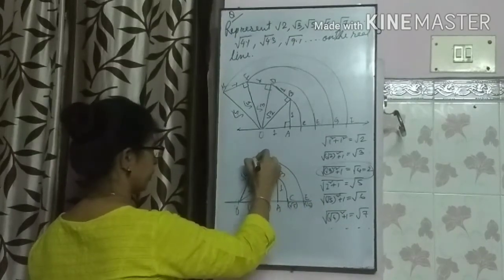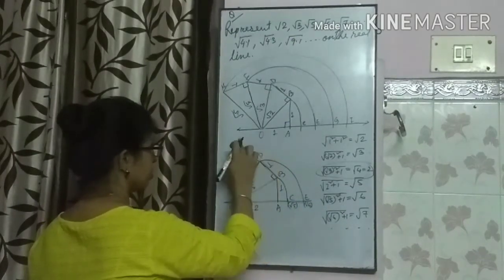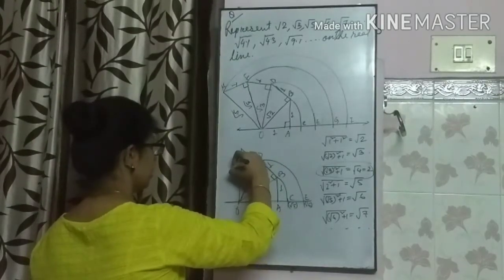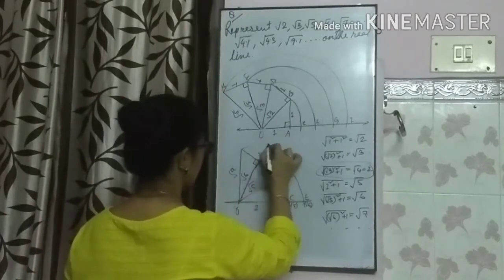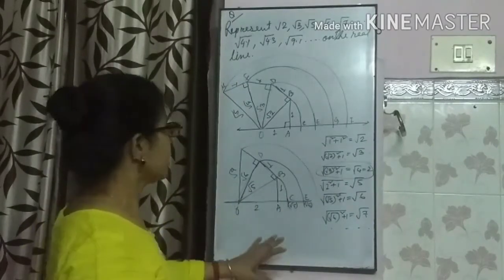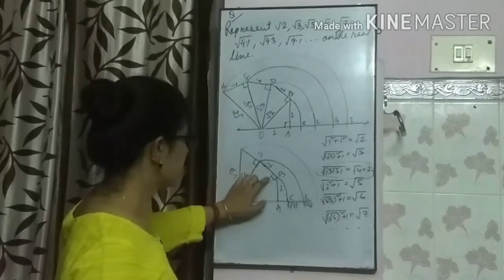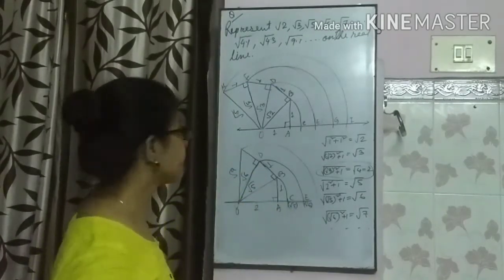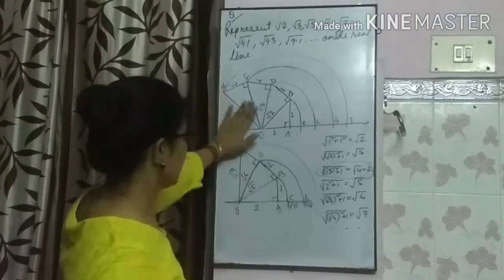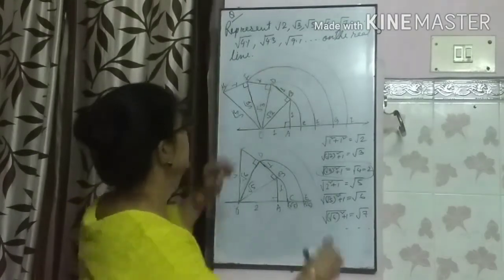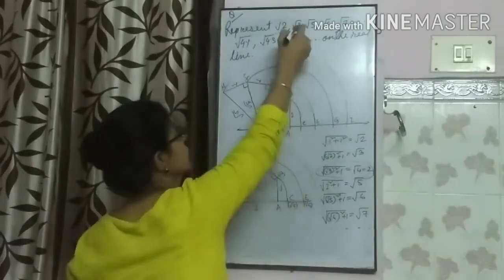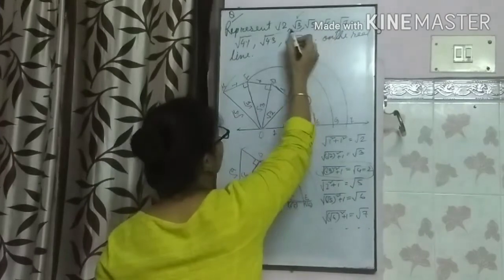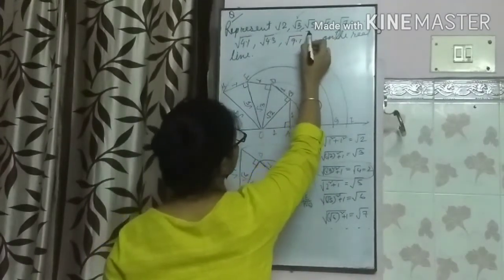Now you will get root 7. On root 6, you take 1 unit, join it. This will give you root 7. To get a perfect diagram, this right angle must be drawn, the perpendicular must be drawn correctly. So this way we represent when you are asked, this 2 we do together. For getting root 3 we need root 2, then after root 3. But for getting root 5 we won't do this all, we will start from this only.